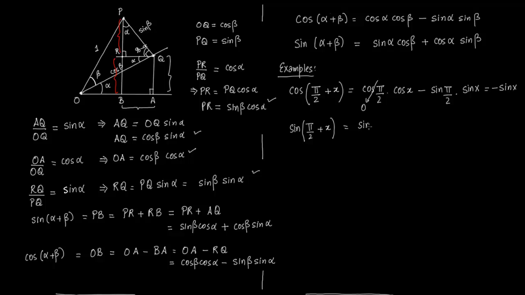Again we will just plug in the values in the formula. Sin pi by 2 cos x plus cos pi by 2 sin x, again cos pi by 2 is 0 and sin pi by 2 is 1, so you get cosine of x.